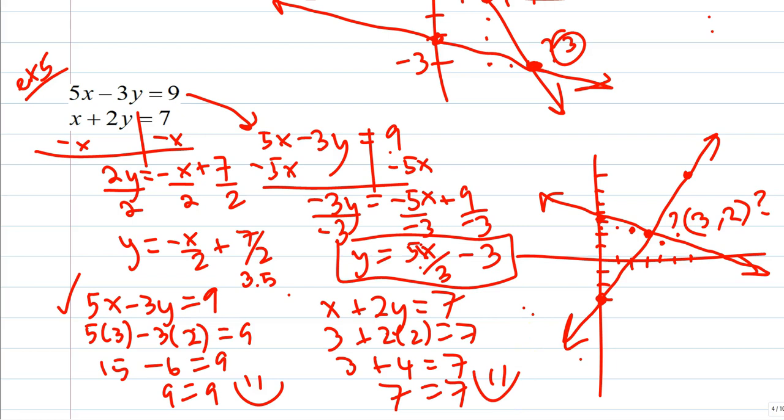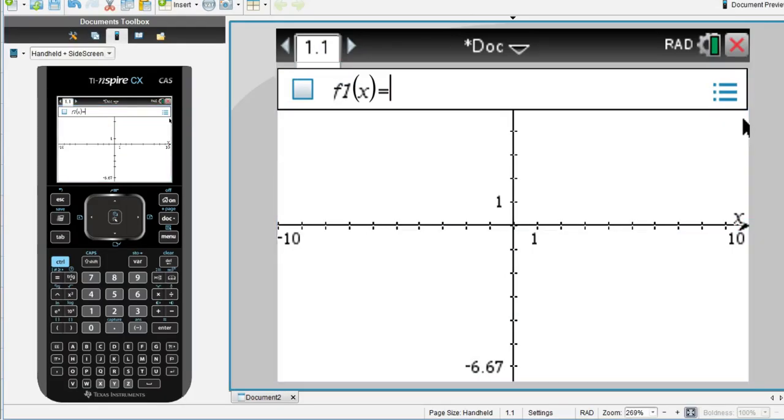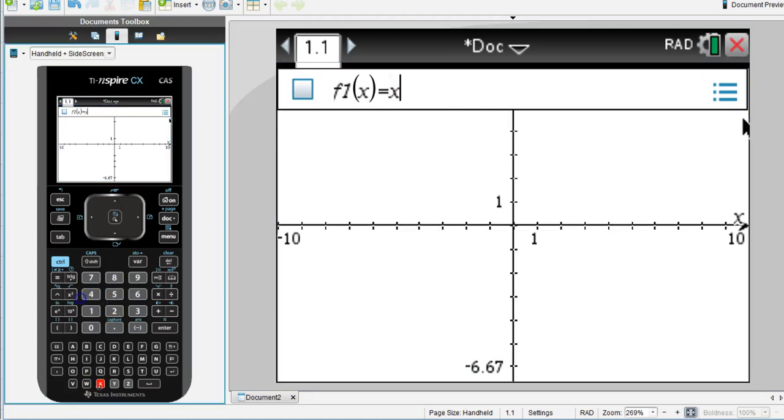But this is to illustrate again the limitations of graphing. See, this would be really hard to do by hand. I could do this with technology. 5x over 3 minus 3. I could do that. Graph 5x. Let's see if it'll behave. 5x over 3 plus 3.